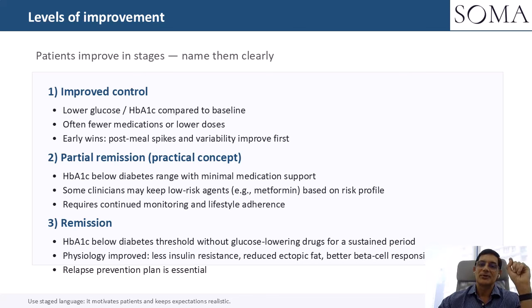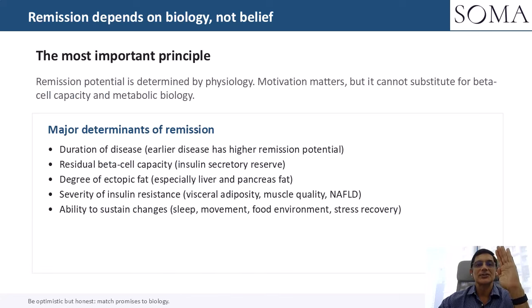And here is the most important principle of this course: remission depends upon biology, not belief. It depends upon physiology, not motivation alone. It depends upon duration of disease. Earlier disease usually has better remission potential because beta cells are less exhausted.